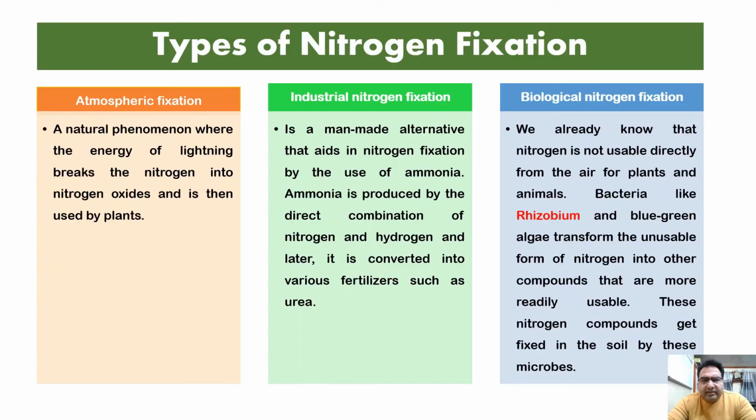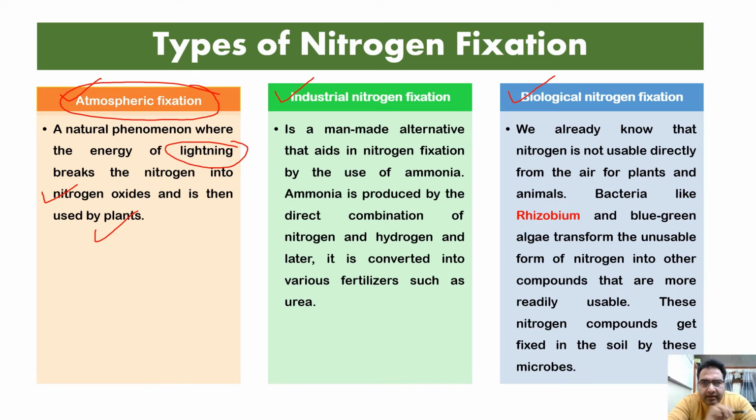Then there are three types of nitrogen fixation. One is atmospheric nitrogen fixation, other is industrial nitrogen fixation, and thirdly there is biological nitrogen fixation. In atmospheric fixation, the energy of lightning breaks the nitrogen into nitrogen oxides, and then it is used by plants.